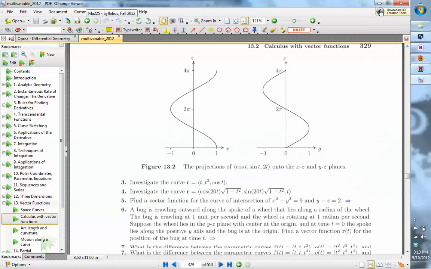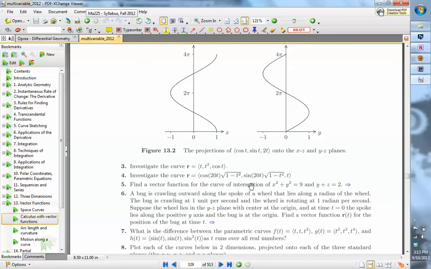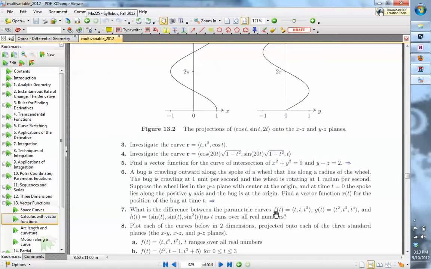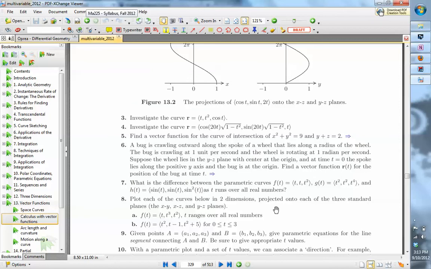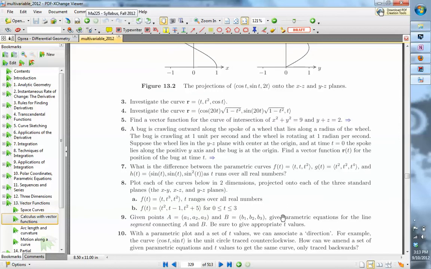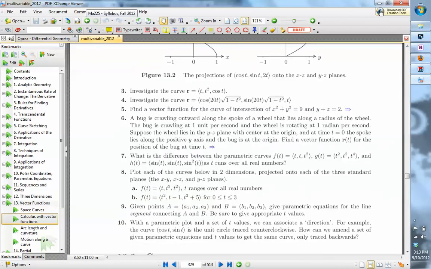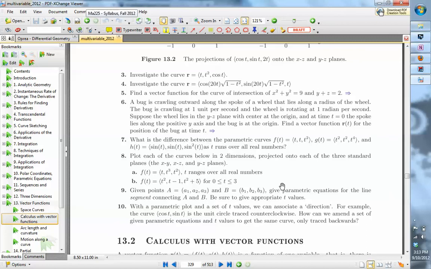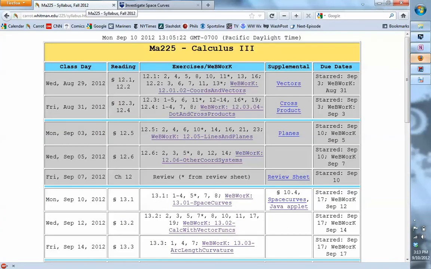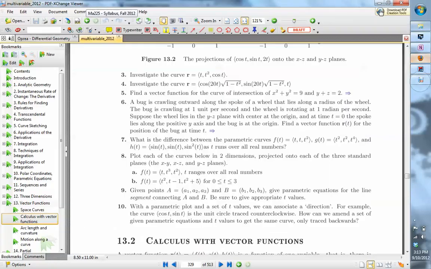All right. This figure 13.2 we just discussed a little bit. That's a projection. 3 and 4 are more investigations. I wanted to talk a little bit about 5. I can't remember if I assigned 5 either. I did. That's the star problem. Good. So let's talk a little bit about 5.